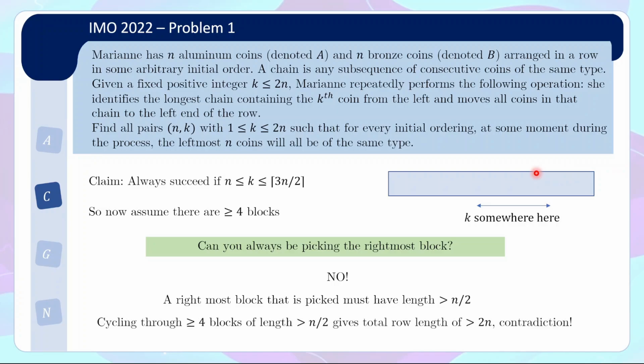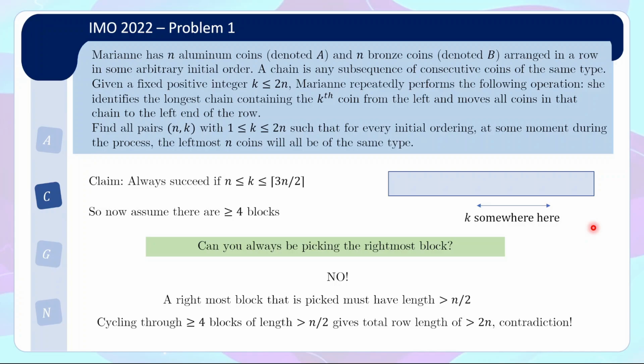And so if you always end up picking a rightmost block, and you have at least 4 blocks, it means that after you pick this rightmost block, the new rightmost block also has length bigger than n over 2, and so on and so forth. So cycling through the at least 4 blocks of length bigger than n over 2 now gives the total row length to be bigger than 2n, which is a contradiction. So there you have it. This is the end of problem 1.